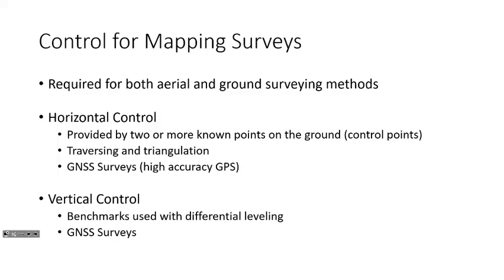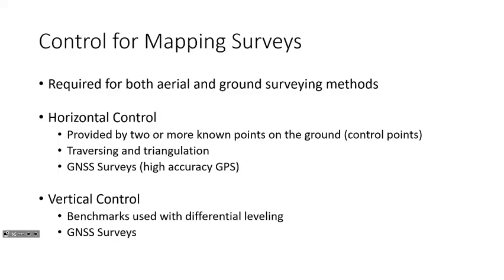So yeah, as I was saying, you do need control for mapping surveys, and we've already been dealing with control in this class, but again, we need a known reference. And when we're looking at mapping surveys in particular, topo surveys, we need both horizontal control and vertical control. So horizontal control would be 2 or more known points on the ground in order to perform resection to get X and Y coordinates.